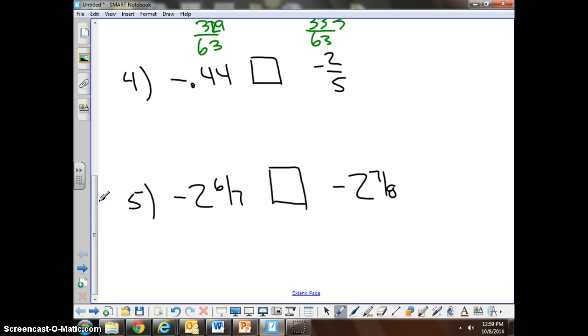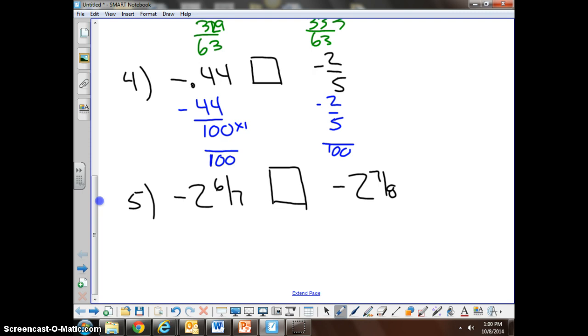Negative 44/100ths and negative 2/5. So again, we need to get these so that they're equivalent. We have a decimal and we have a fraction. I'm going to convert my negative 0.44 into negative 44/100, and I'm going to leave this as negative 2/5. I'm looking at my fractions. I see that we do not have common denominators, so I'm going to get a common denominator. I'm going to use 100 for both of them.